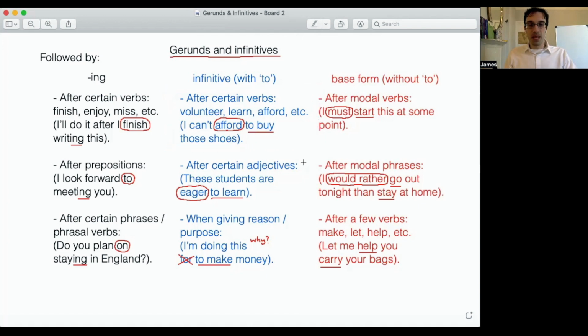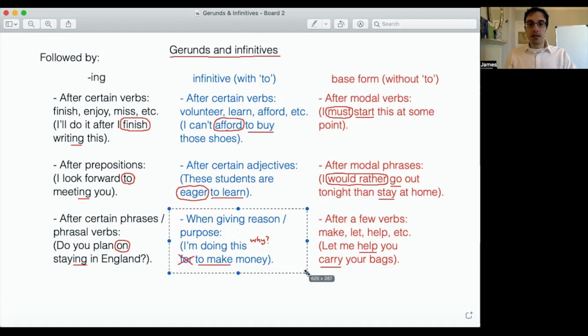All right. Now, another category I can give you is that after certain adjectives, we use the infinitive. So these students are eager to learn. All right. This exercise is difficult to understand. And a lot of these adjectives are followed by the infinitive.